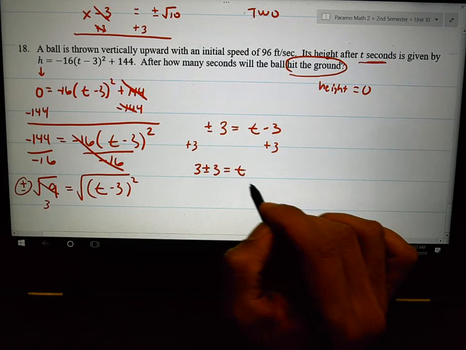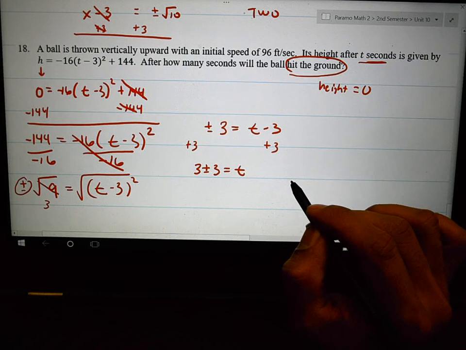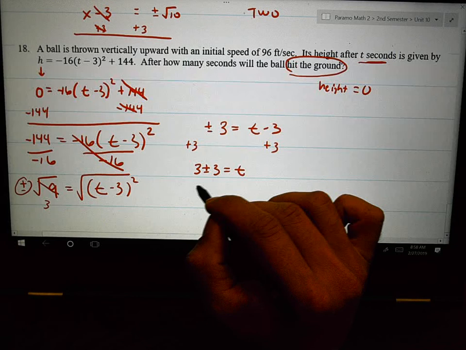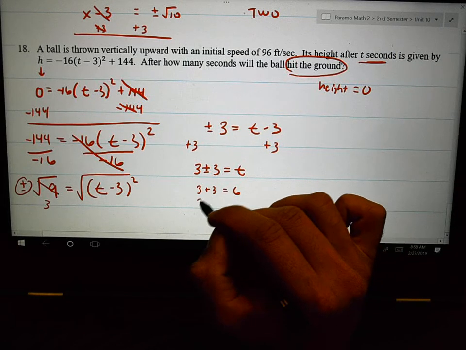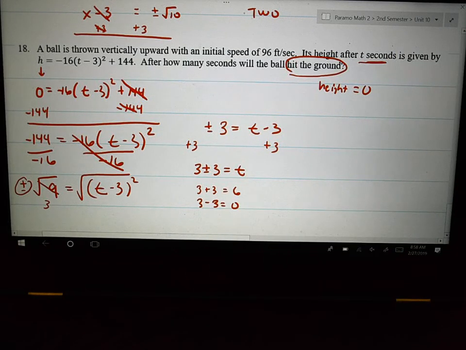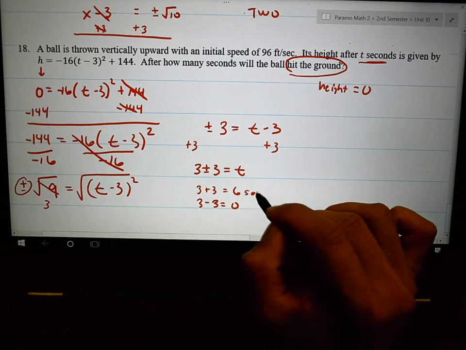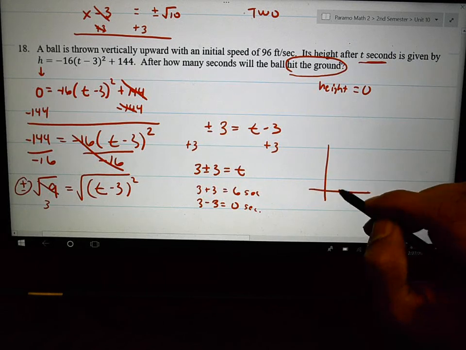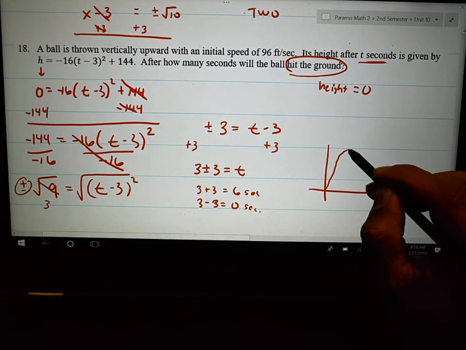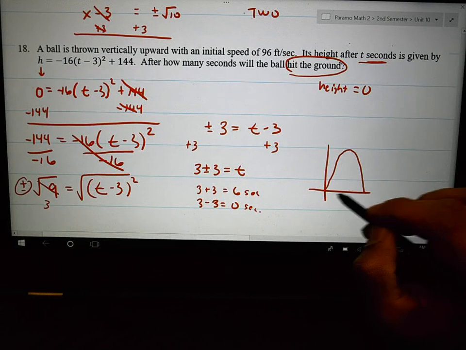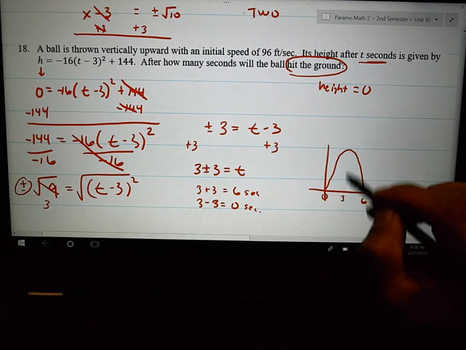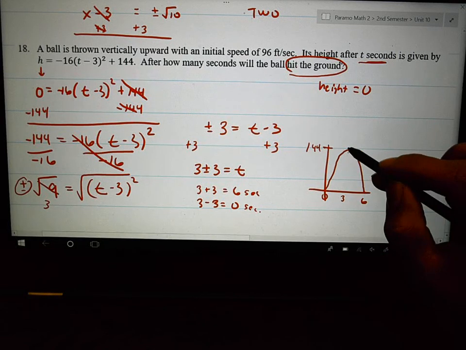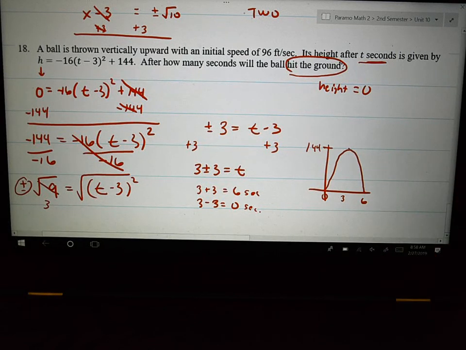And so that means your two places where the height is going to be 0 are at 3 plus 3 seconds or 3 minus 3 seconds. It's going to be at 6 seconds or at 0 seconds. And if you think about it, something being thrown up, its height is 0, and then it returns to 0 six seconds later. That means it's gone up. The highest point is at 3 seconds. It goes 144 feet. That should all match up to you. That should all make sense.